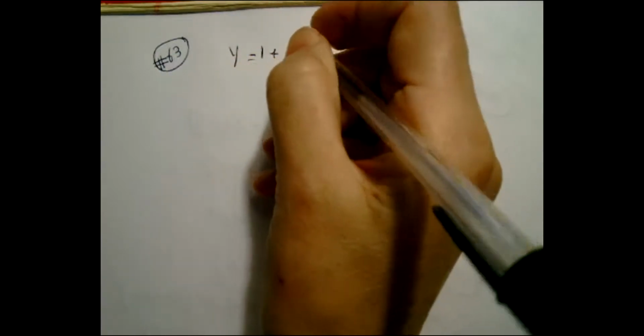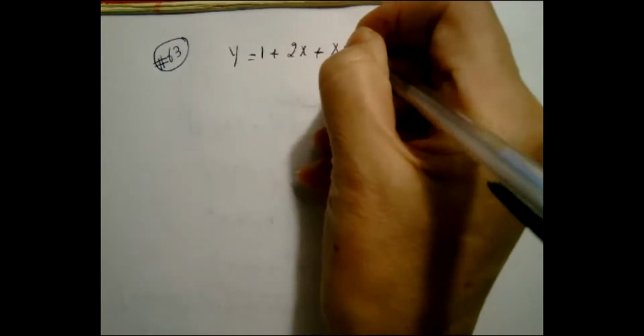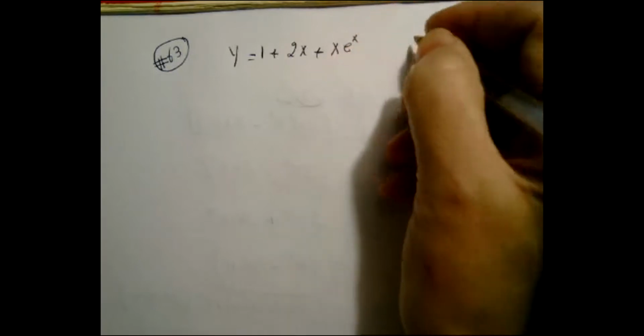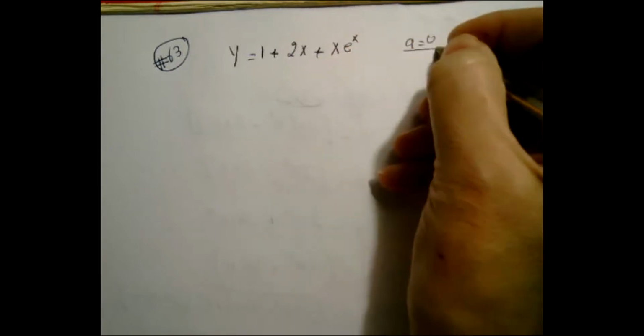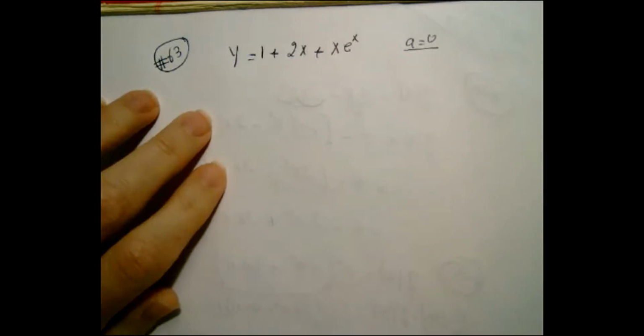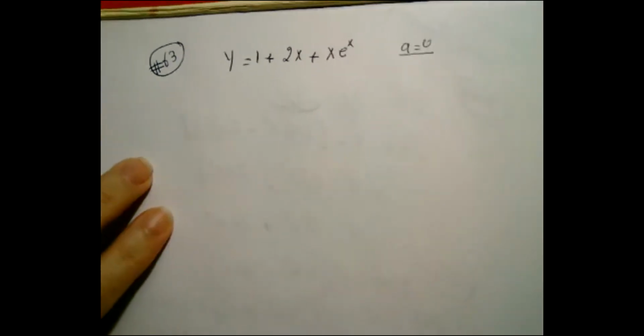So now the question is find the equation of the tangent line, and then they want us to graph the curve and the tangent line to make sure that our answer is correct. So here the function is y is 1 plus 2x plus x e^x, and the point is a equal to 0. So we want to find the equation of the tangent line at this point, and then we graph everything.